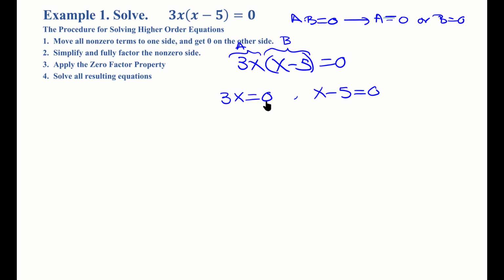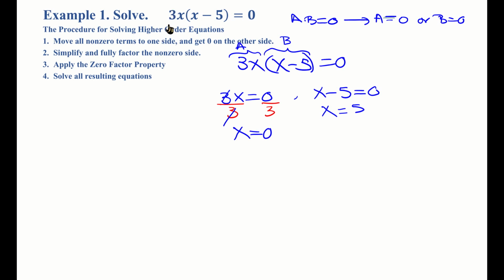So now we set each of these factors equal to 0, and we go ahead and just solve these two simple equations. For the first one, we see that we need to divide both sides by 3. So we end up with x equals 0. Here the x's cancel out. 0 divided by 3 is of course 0. On this other equation, we just add 5 to both sides or move -5 to the other side. So we get x equals 5. So notice that, just to quickly check it, if you plug in 0, that makes this factor 0.